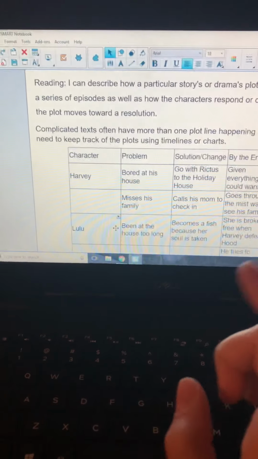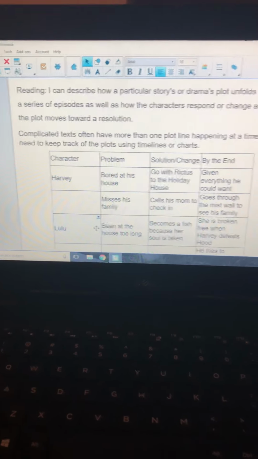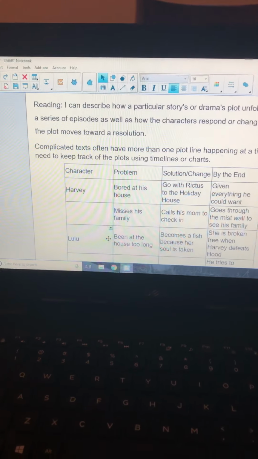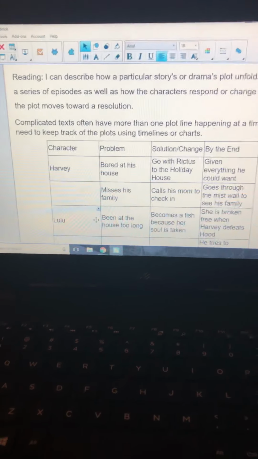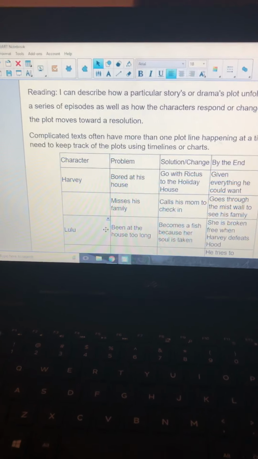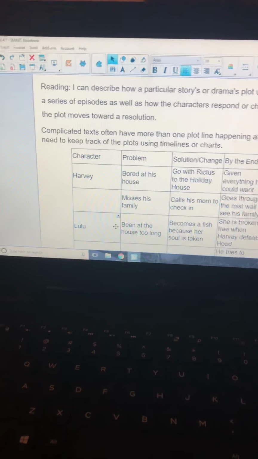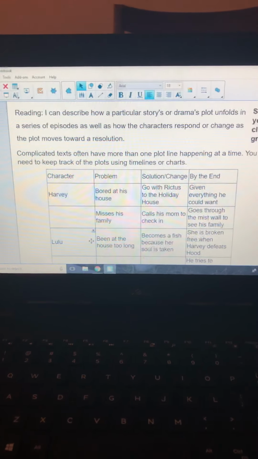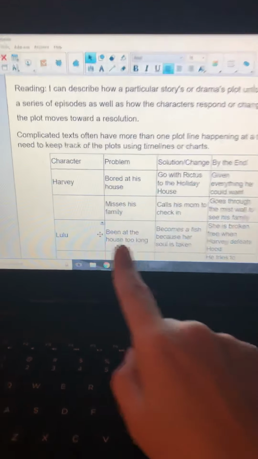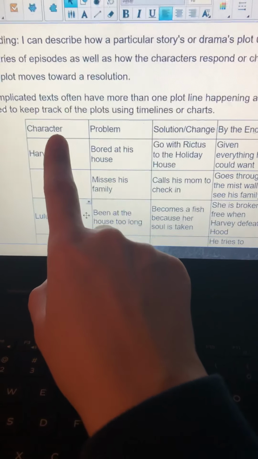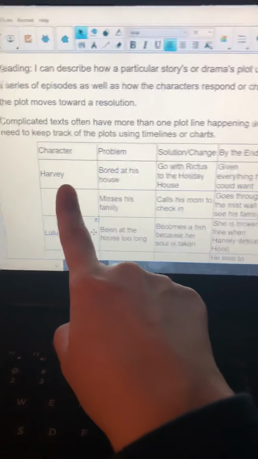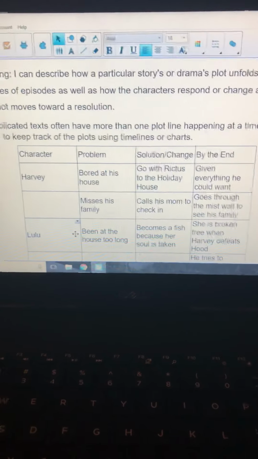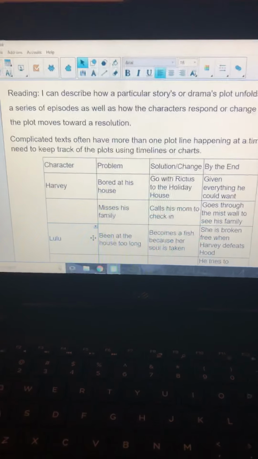Complicated texts often have more than one plot line happening at a time, and you need to keep track of the plots using timelines or charts. We're going to be using a chart. What they mean by that is you have multiple characters in your story, and they all have these problems going on, and they're all trying to solve them, as well as really big problems. So you're going to separate your paper into kind of 4 columns: character, problem, solution, change by the end. Now, you're not going to be able to do the change by the end unless you've read the entire book.